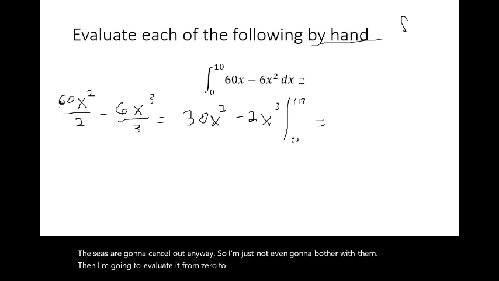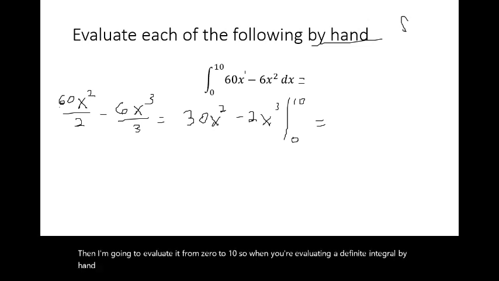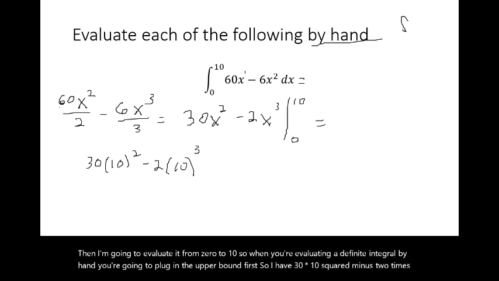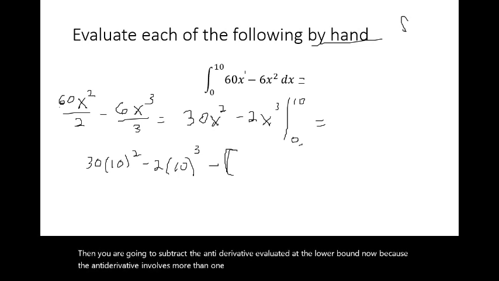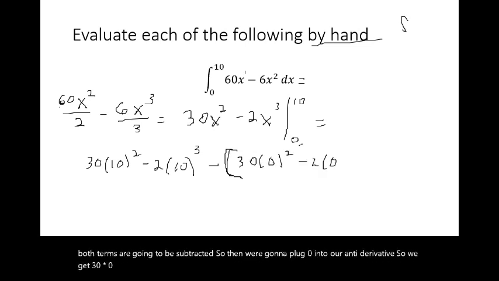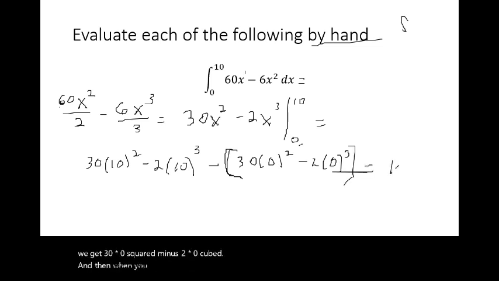So when you're evaluating a definite integral by hand, you're going to plug in the upper bound first. So I have 30 times 10 squared minus 2 times 10 cubed. Then you're going to subtract the antiderivative evaluated at the lower bound. Now, because the antiderivative involves more than one term, please, you must use parentheses here because both terms are going to be subtracted. So then we're going to plug 0 into our antiderivative, so we get 30 times 0 squared minus 2 times 0 cubed. And then when you do all of that arithmetic, you will get 1,000.